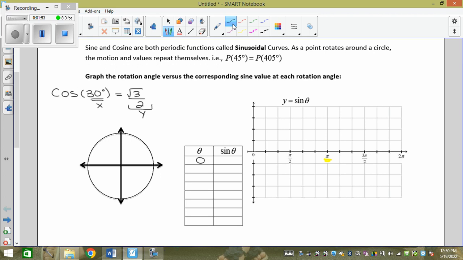If we want to label our x-axis, you and Talon were distracted.